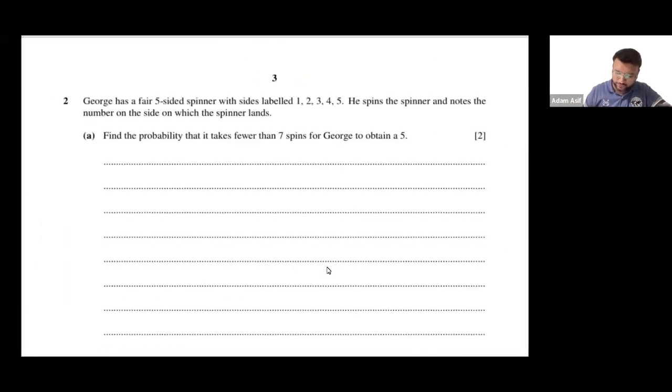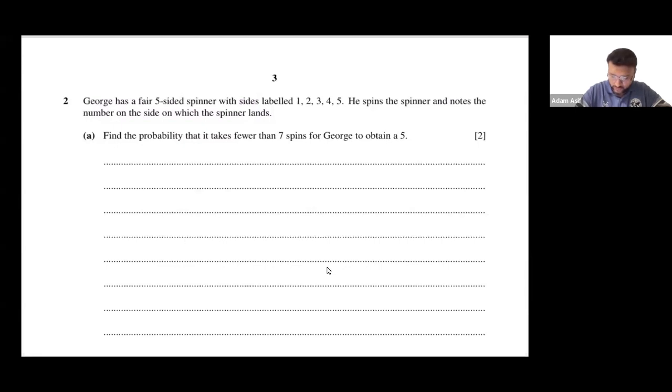Question number two. George has a fair five-sided spinner with sides labeled 1, 2, 3, 4, and 5. He spins the spinner and notes the number on the side on which the spinner lands. Find the probability that it takes fewer than 7 spins for George to obtain a 5.